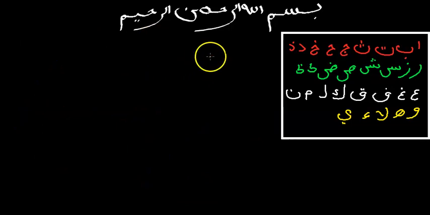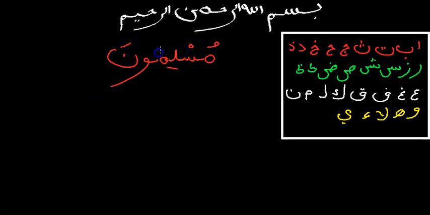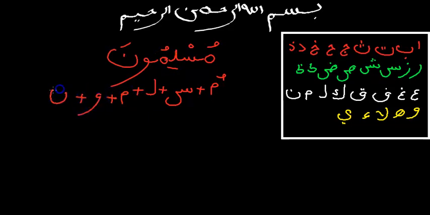What about Muslimuna? Let's see. This is the combination or addition of mimun bidumma plus sinun plus lamun, since it's at the middle, that's why it becomes this one, plus mimun plus wawun plus nunun. If you join everything together, you're going to end up with this.